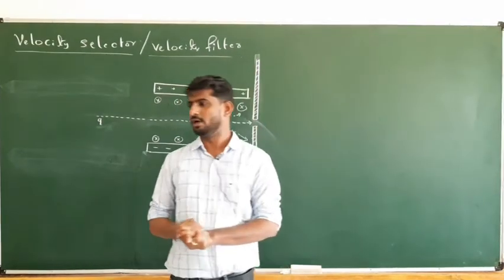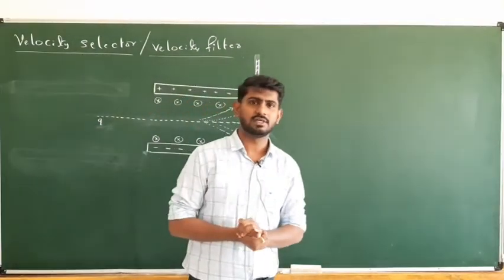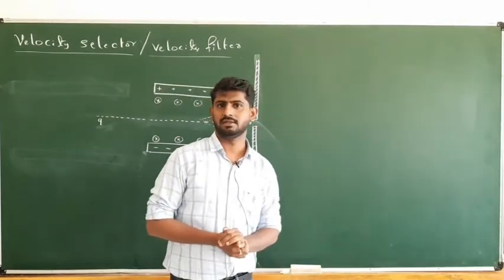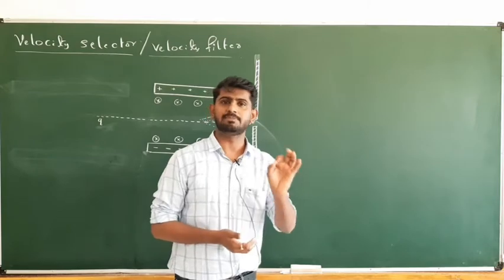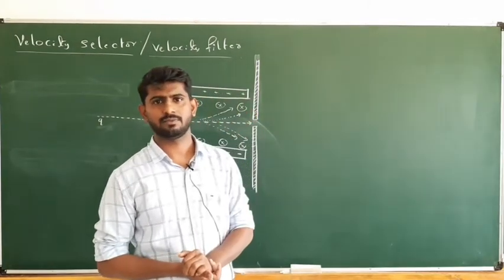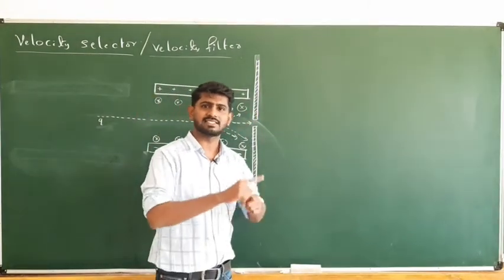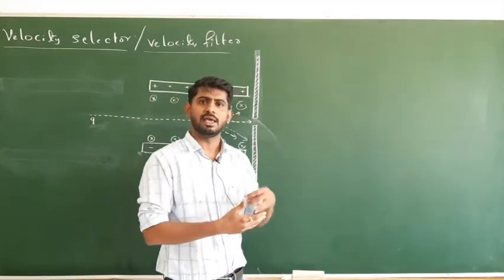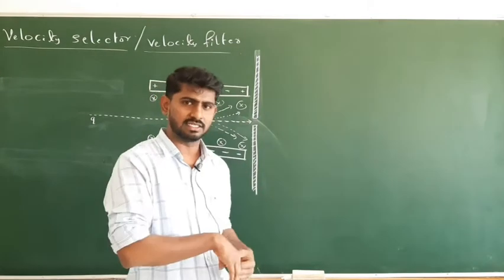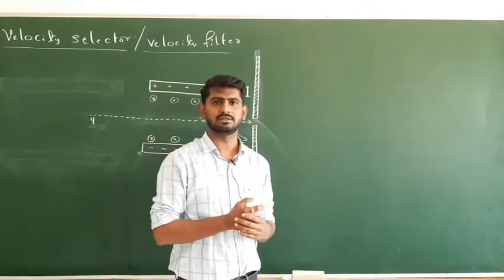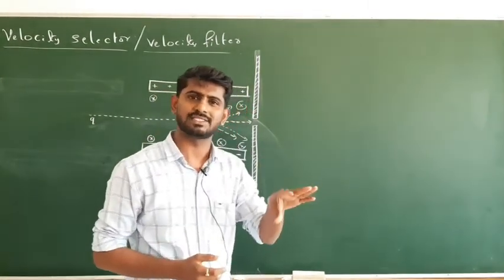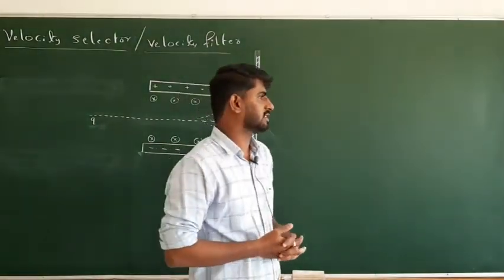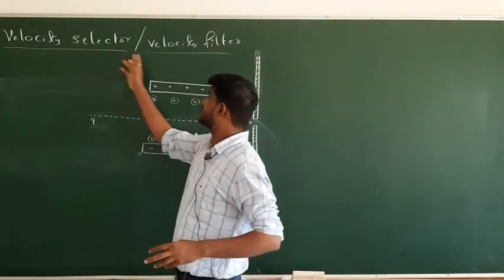We also got an important conclusion: the time period of revolution in the magnetic field is independent of velocity, and velocity is directly related to the radius. As the velocity of the charged particle moving perpendicular to the field increases, its radius increases, so that the time period and the frequency remain constant. So, today's concept is velocity selector.